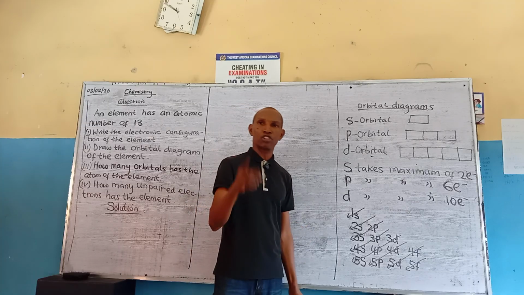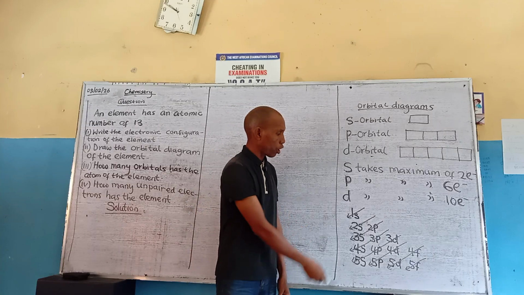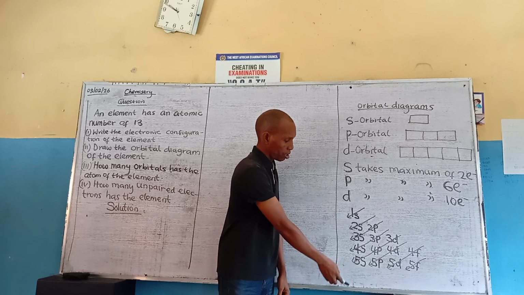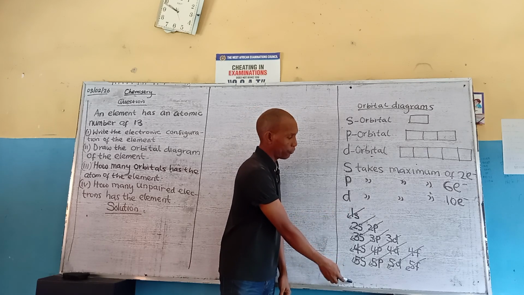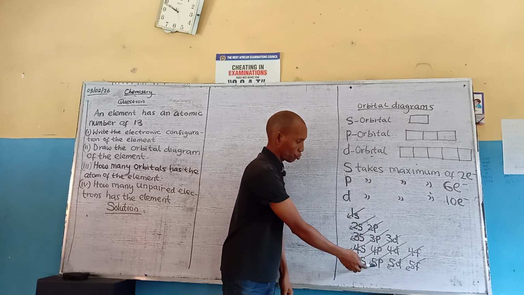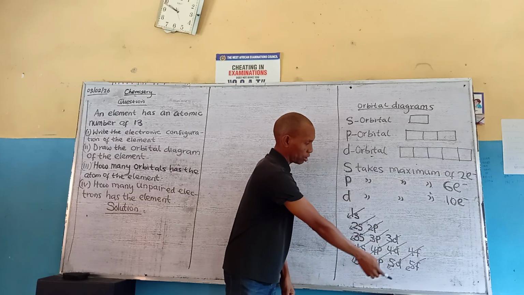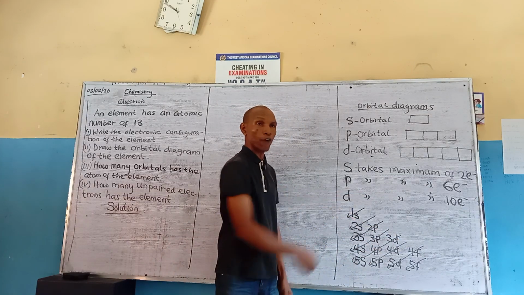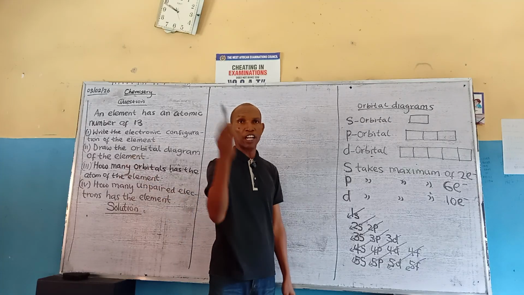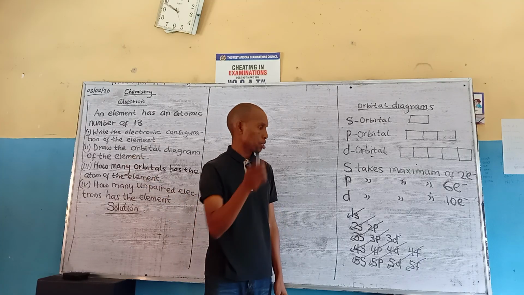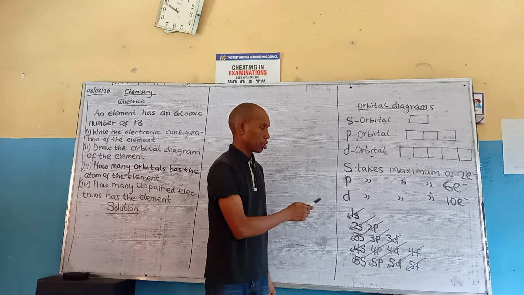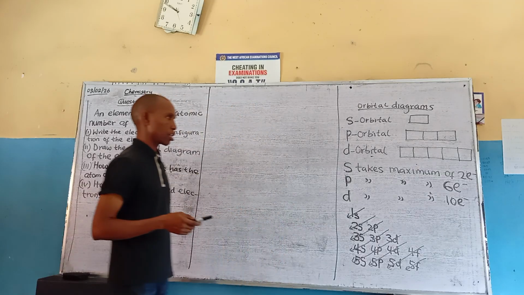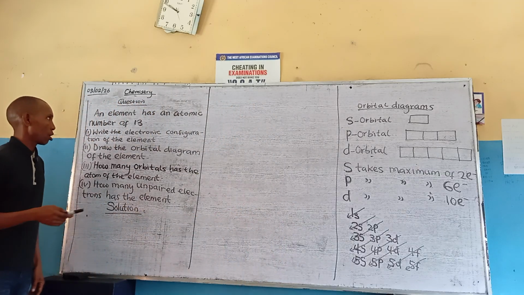Now if you are writing the electronic configuration of an element, you follow this direction. You write your 1s to 5s, 2p to 5p, 3d to 5d, 4f to 5f. Then follow the arrow. You start from the tail of the arrow. Don't forget that S takes maximum of 2 electrons, P is 6 electrons, D is 10 electrons, F is 14 electrons. Now let's take a look at this question on the board.